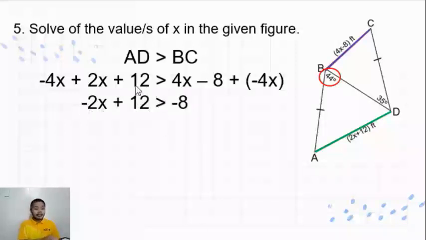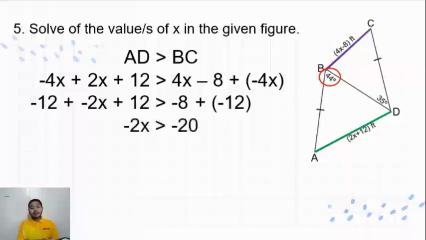So para ma-eliminate na yung constant sa left side ng ating inequality, we must add negative 12 on both sides of the equation. So simplifying both sides of the inequality, we will now have negative 2x is greater than negative 20. Divide both sides by negative 2. X now will be less than 10. Okay? Ngayon, ibig sabihin, yung values ng x is mas mababa sa 10. So, ibig bang sabihin kasama yung mga negative numbers? Hindi sila kasama.